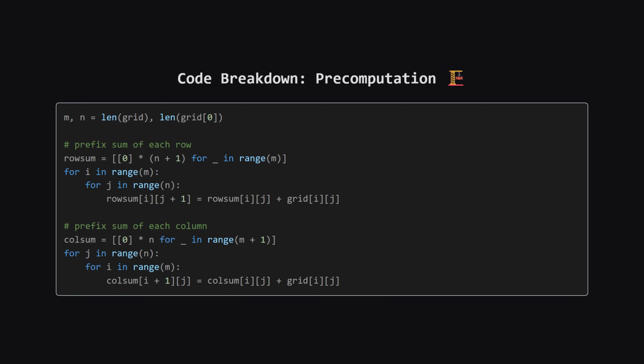By leaving the first column as 0, calculating the sum of the first few elements becomes the same subtraction logic as any other part of the row. We fill this by just adding the current number to the sum of everything before it. We do the exact same thing for the columns, creating a col sum table of size m+1.